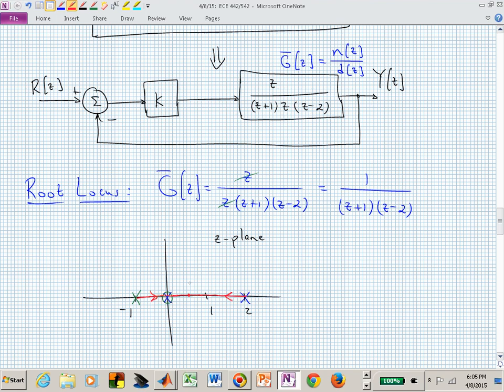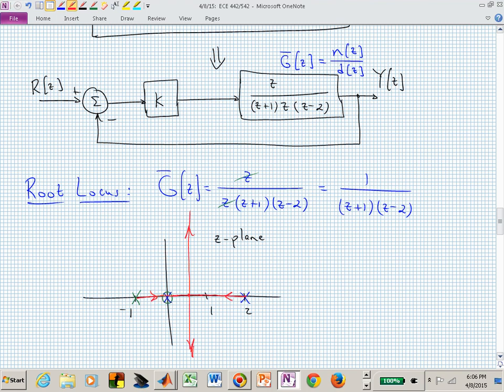Then what happens? Well, then we will learn what they do, but they're going to go off to infinity, because how many zeros at infinity do we have? The pole zero excess is 2. We have 2 zeros at infinity. That's our root locus diagram for that controlled system.